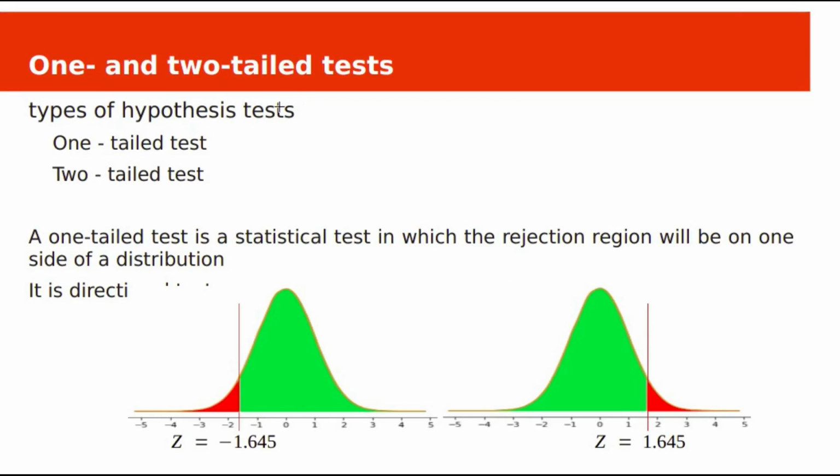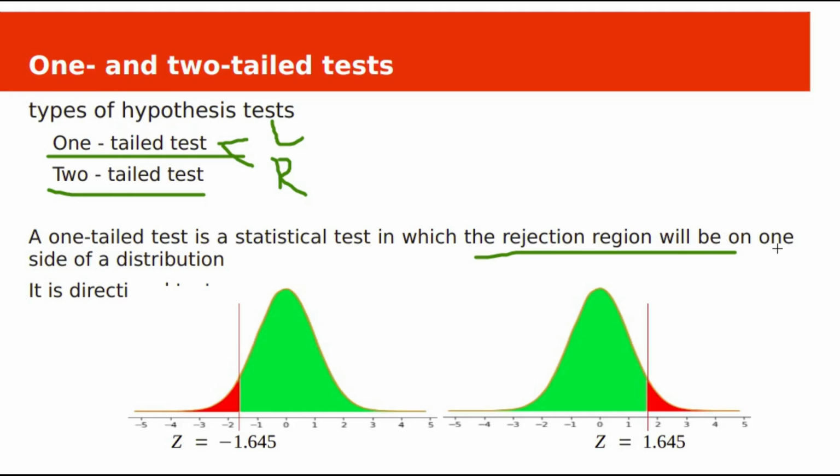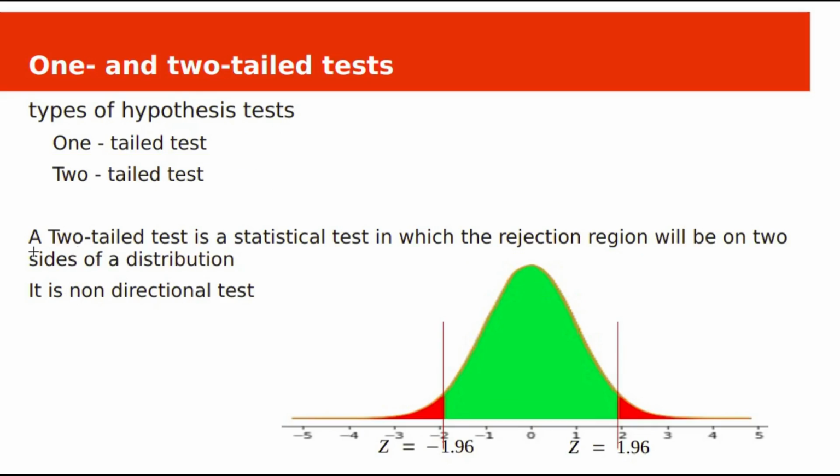There are different types of hypothesis tests, one-tail test and two-tail test. In a one-tail test, we have two tests, a left-tail test and a right-tail test. A one-tail test is a statistical test in which the rejection region will be on one side of the distribution, like this, either in the left tail or it might be on the right tail. Similarly, a two-tail test is a statistical test in which the rejection region will be on two sides of the distribution. Here, the rejection region will be on two sides.